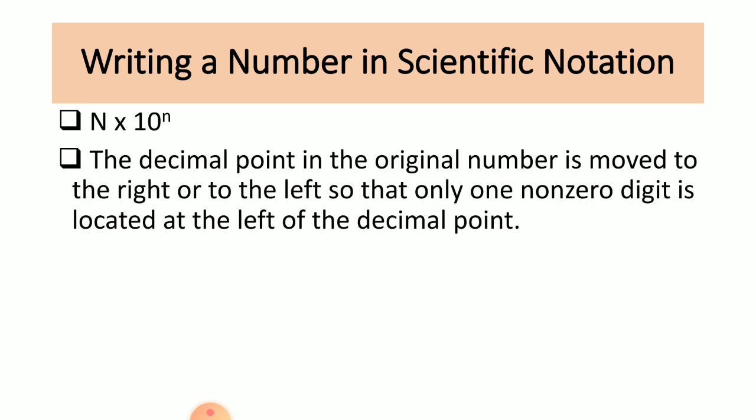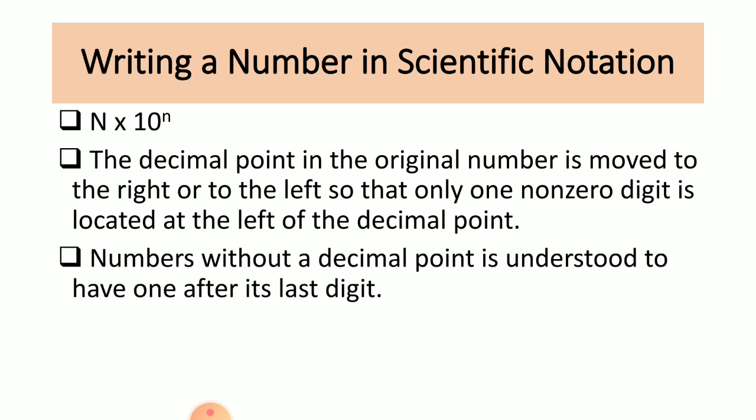The decimal point in the original number is moved to the right or to the left so that only one non-zero digit is located at the left of the decimal point. So the main goal is that there should only be one non-zero digit at the left side of the decimal point. When we say non-zero, these are not zero. Numbers without a decimal point are understood to have one after the last digit.